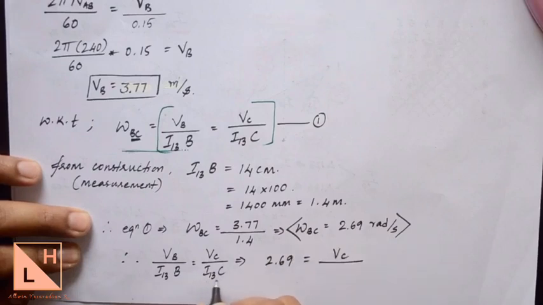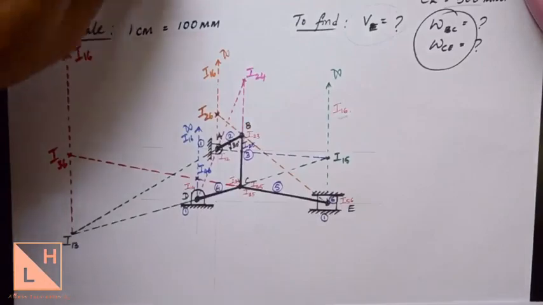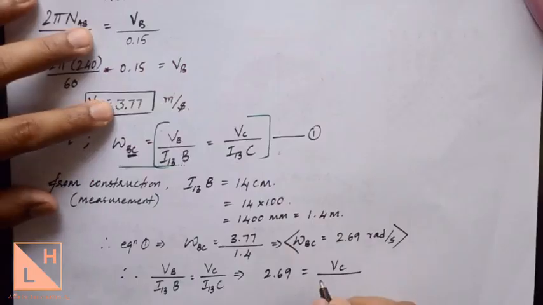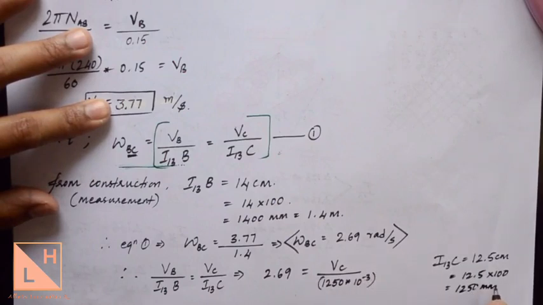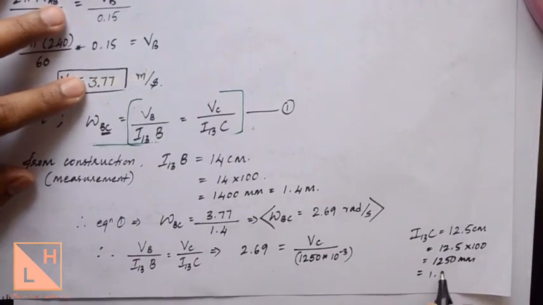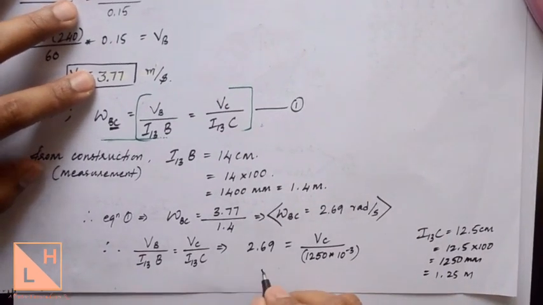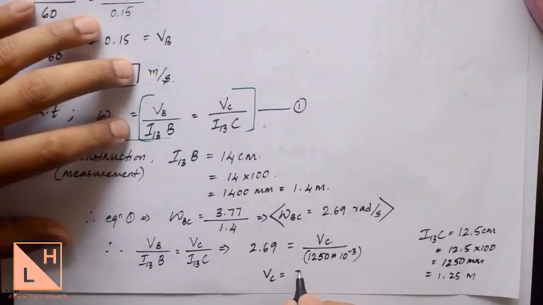Measure the value of I13C from the drawing that we have done. 12.5 centimeters. When you multiply that with the scale, you are going to get 1250 mm, which is converted into meters, multiplied by 10 power minus 3. We get .36 meter per second.